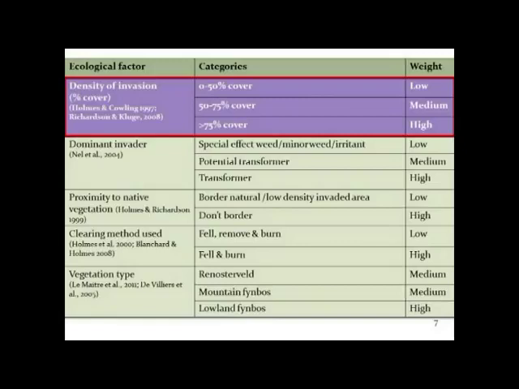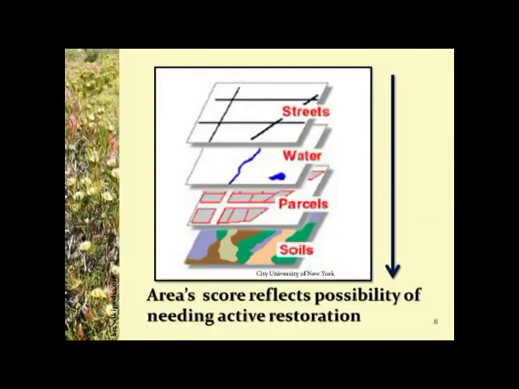So these ecological factors will be presented by spatial data layers, where each area will be assigned their weight based on the category, and all these layers will be added together. Each area will then have a value indicating its likelihood of needing active restoration.